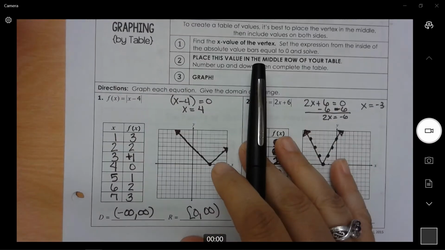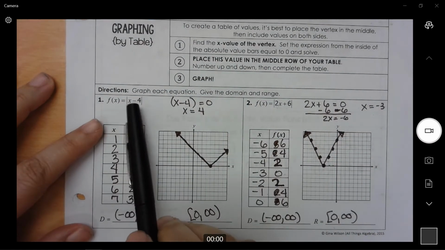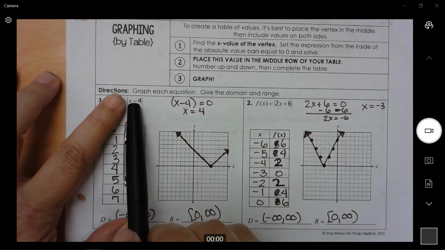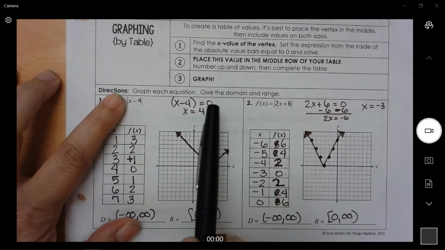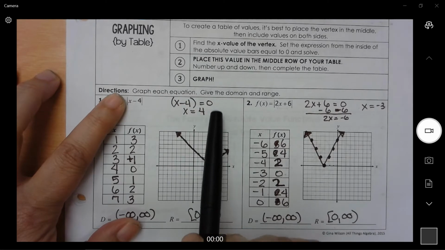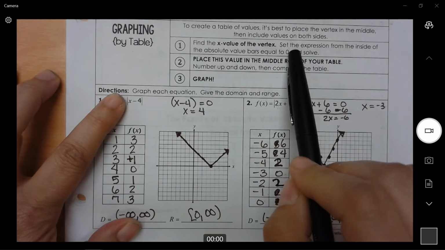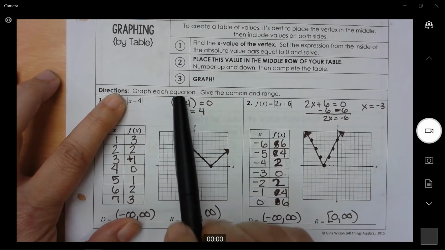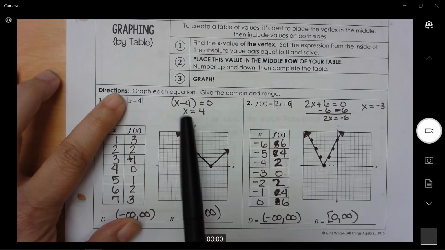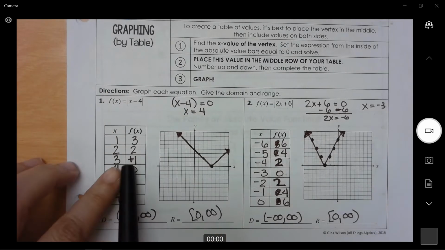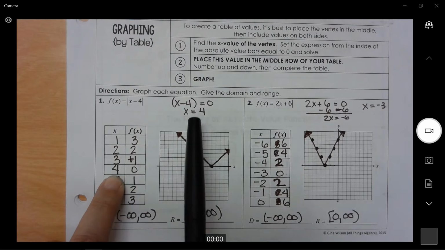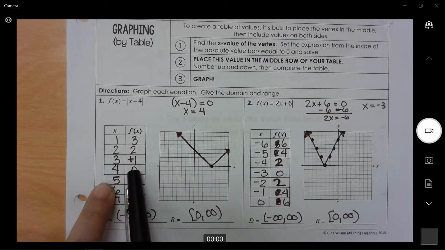So we have f of x is equal to the absolute value of x minus 4. We're going to find out where that crosses the x-axis. Okay, so we'll let it equal 0. So where it crosses the x-axis is when y is 0. When we do that, we are actually finding our vertex. So x minus 4 is 0. We solve for x, we get 4, and that goes into our table. Now, remember, x is 4, y is 0.